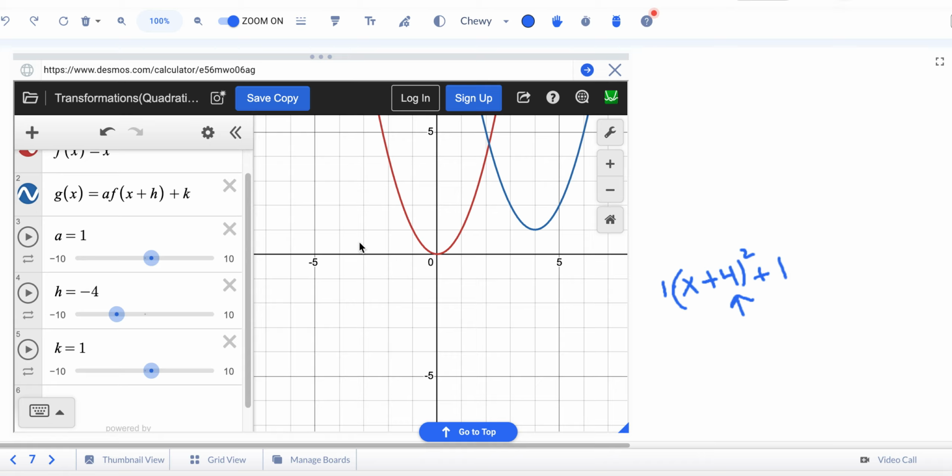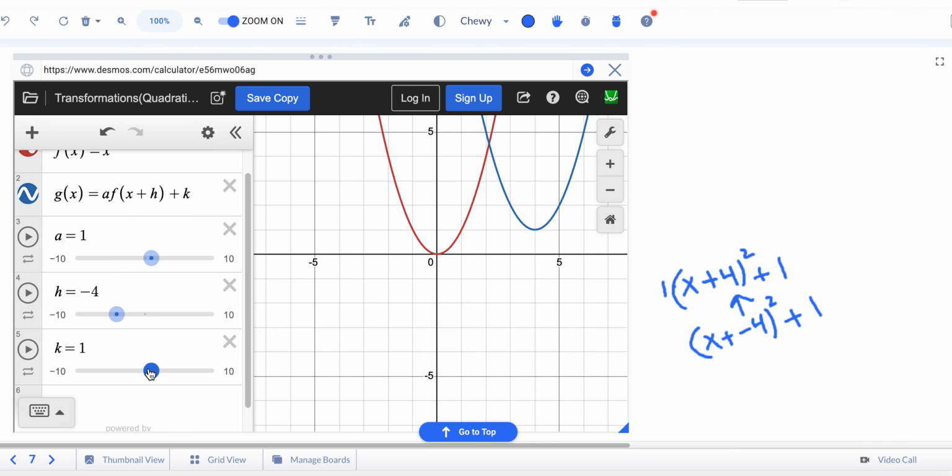So if I change it to -4, instead of x plus 4, it's going to be x plus -4 square. Remember, I just changed my x. My k stayed as 1. So now my graph moved to the right. So you move to the right 4 units. So my h, if it's positive, it moved to the left. If it's negative, it moved to the right. My k moves my graph up and down. I have it at positive 1, so it moved up 1 unit.